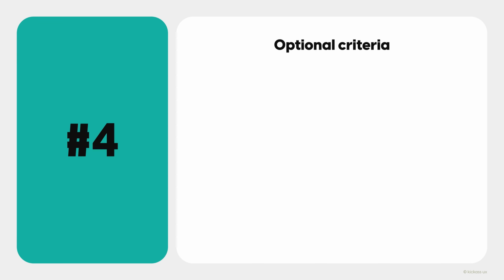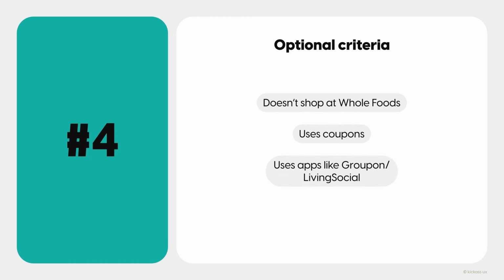Back to the supermarket discount app as an example, here are a few things that could be part of the optional criteria. These participants don't shop at Whole Foods. Those who shop at Whole Foods are typically willing to pay full price and then some. That means they're probably less likely to use a discount shopping app. These people also currently use coupons when they go shopping, and they use apps like Groupon or Living Social.